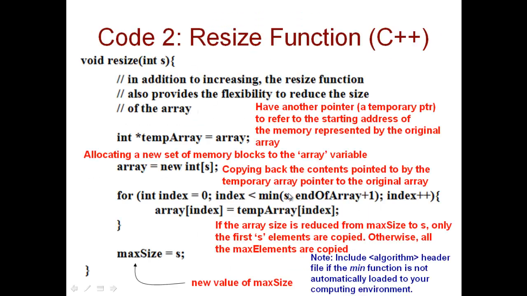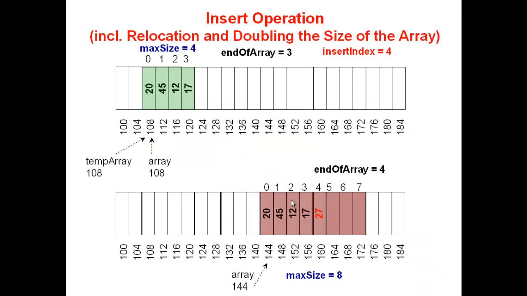Now if it is the other way, if s is less than end of array plus 1, then we'll run the loop from index equal to 0, index less than s. And that will happen only if you are shrinking the array. So remember here S is like 2 times max size, so we are increasing, doubling the space.